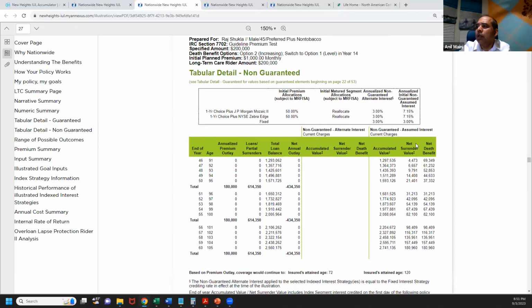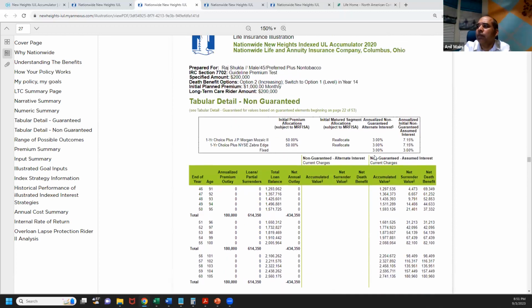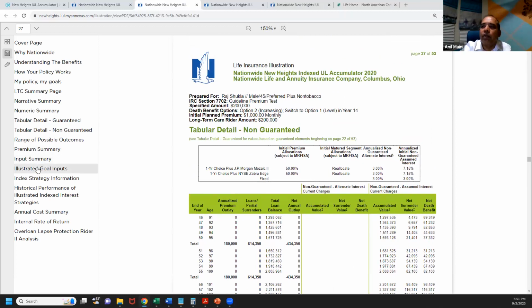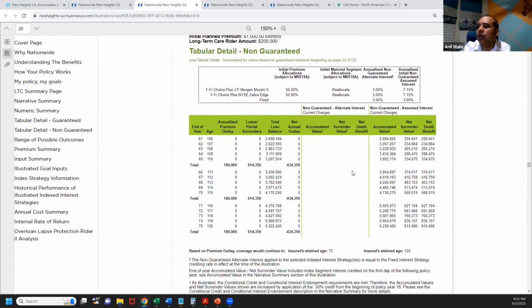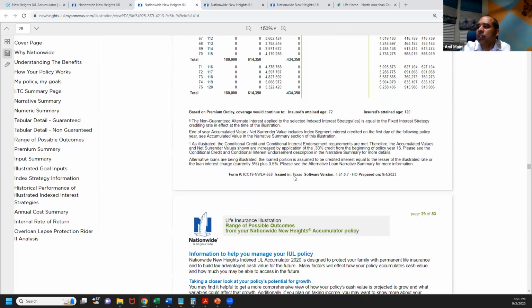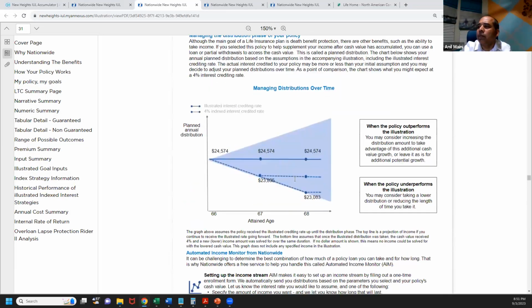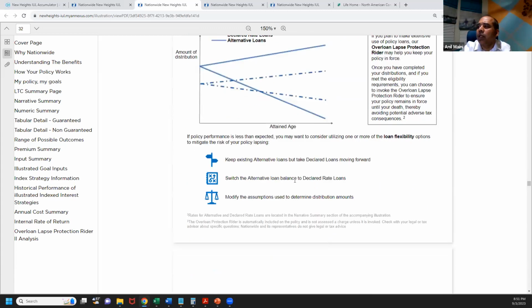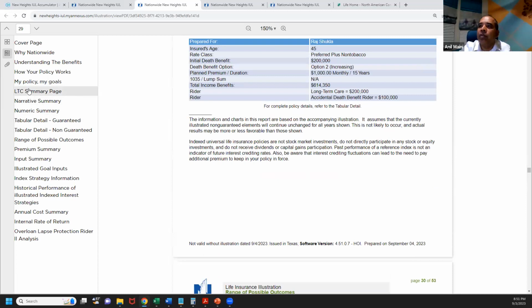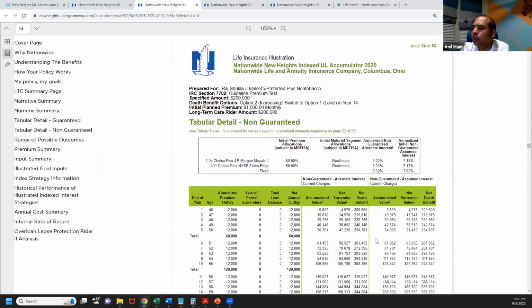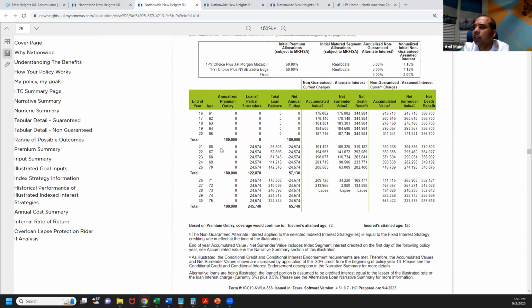Okay, so this is the input summary. Go to the next page. I think next page is there. Yeah, I think next we should see the accumulated value. This is age. No, it is not. So here, narrative summary, my policy goal. It should be in the ledger, usually it shows up. So from age 66. Yeah, there it is. There it is, 24,574.